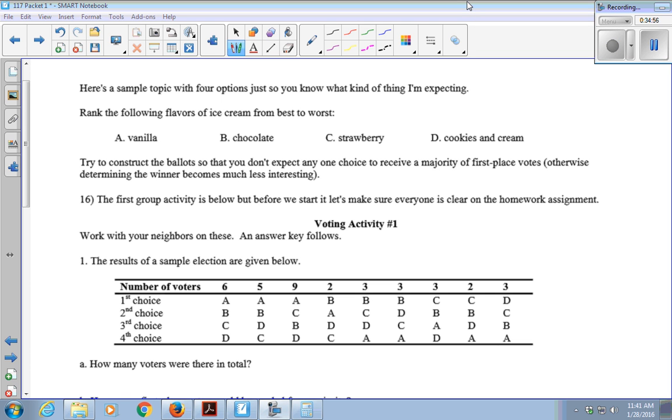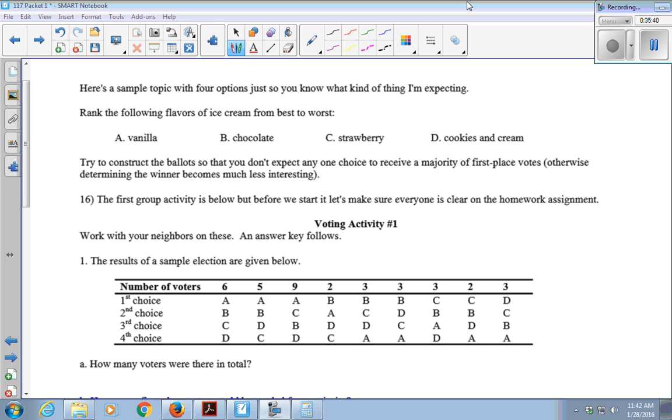So just to give you an idea of what I'm expecting for the project, you have to just pick a question, anything you want, right? And it could be something like rank the following flavors of ice cream from best to worst, right? And then you give 4 options for people to rank. And then when you're thinking of your question, try to construct it so that you don't expect one of your choices to receive an overwhelming majority of the votes. Otherwise, it's really boring because all the methods will come out the same. And that's it. So be thinking about what you want your question to be. Yep. No, you're just gonna hand them in.